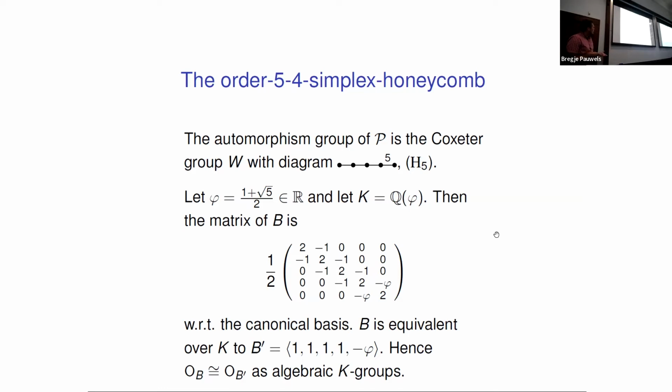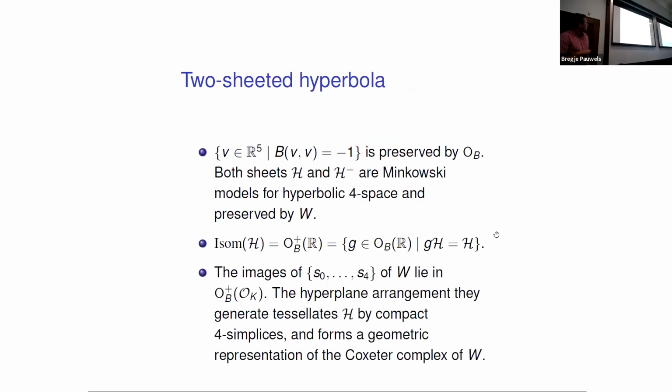And so here you see it's quite concrete now. And you can see that the signature is 4-1 by doing some matrix manipulations. So this is a nice example. And you can look at the vectors for which the bilinear form is -1, and you will get 2 sheets, just like when you look at the hyperbolic quadric, it splits into 2 pieces.